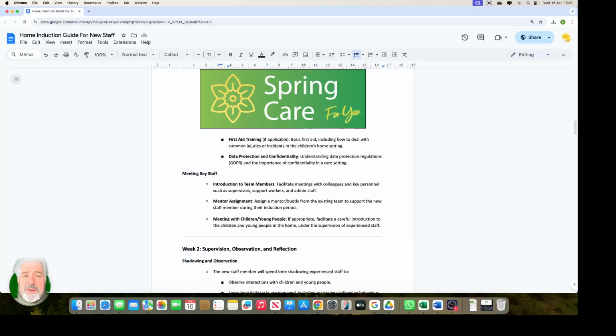Data protection and confidentiality we've talked about, and you've got a copy of the confidentiality policy. We've gone through that. You know each other as team members. Now, in terms of mentor assignment, if you were coming into the organisation, say, in 6 months and it wasn't a brand new organisation, one of the things we might be looking at is assigning you a mentor. So a more experienced staff member who can work with you to give you that support.